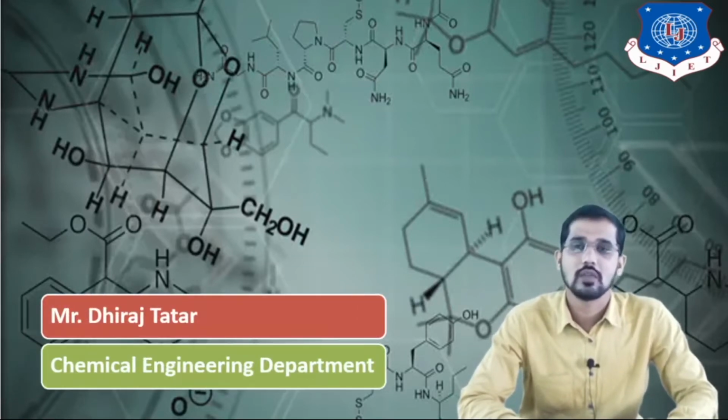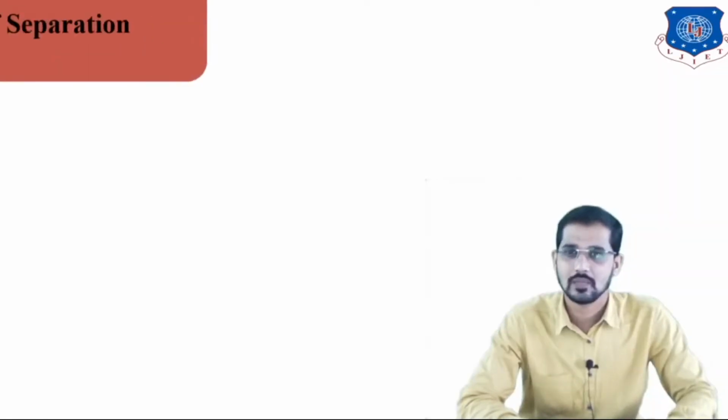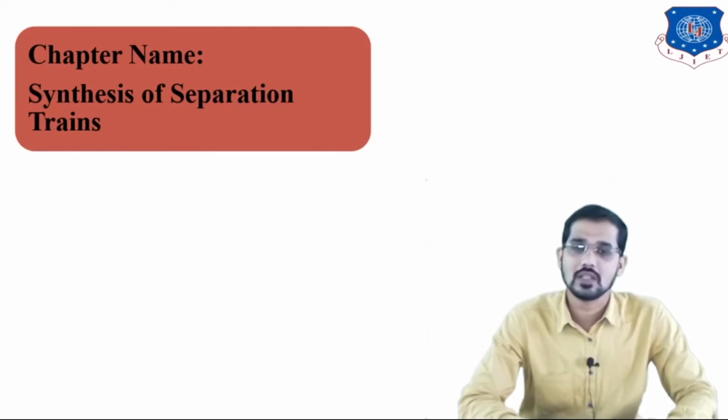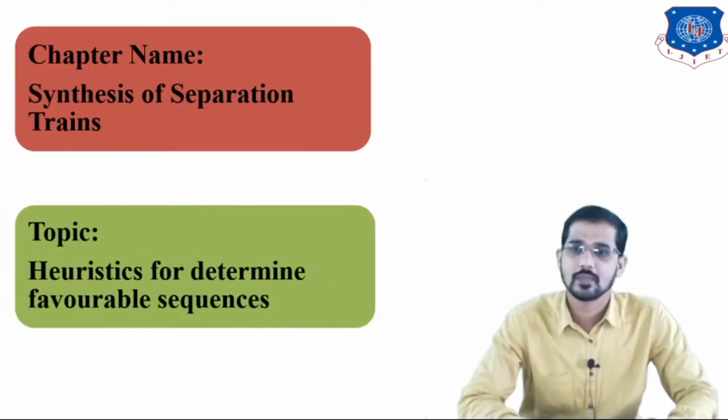In this lecture, we are going to see the next topic of computer-aided process synthesis. So let's start. You can see on the screen, the chapter name is Synthesis of Separation Trains and the topic is Heuristics for Determination of Favorable Sequences in a Distillation Column.